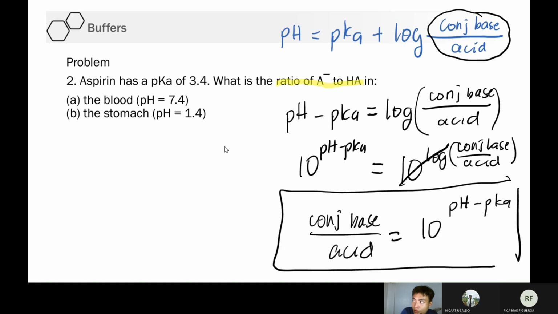Okay? So I want you to solve for the ratio of the conjugate base and the acid with the following buffer solutions, yung blood pati yung sa stomach. No? So plug in nyo na lang dito, then type in your answers sa chat box natin. So I'll be back.